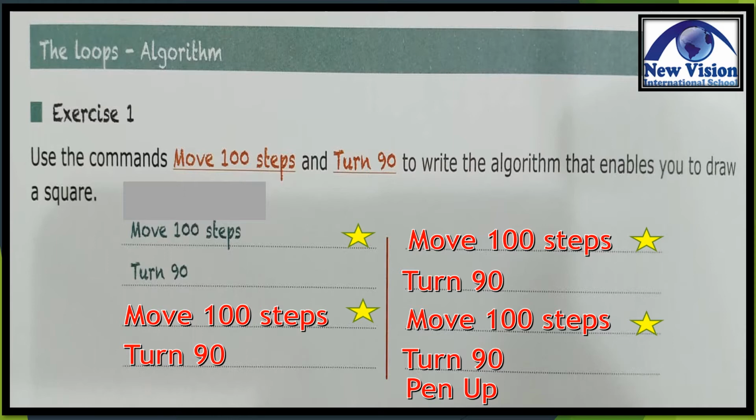What about turn 90? We have 1, 2, 3, and 4. Turn 90 represents the angle of the square. And remember, the square has 4 interior angles. How many steps do we have in all? We have 9 steps or 9 commands in order to draw a square using move 100 steps and turn 90.